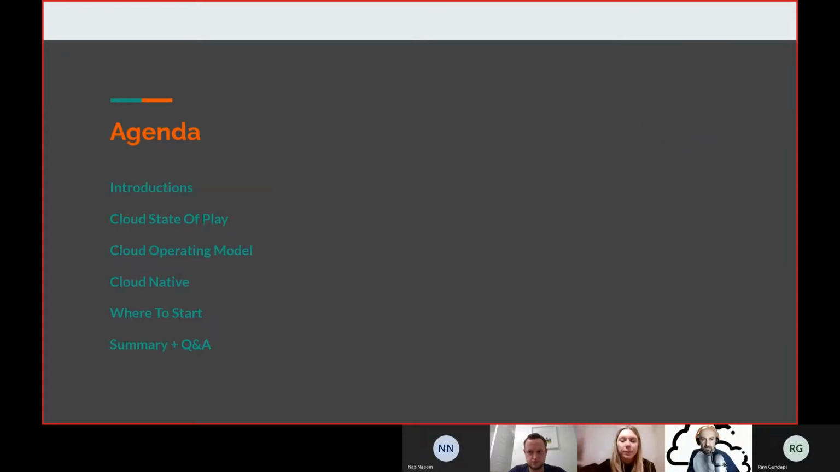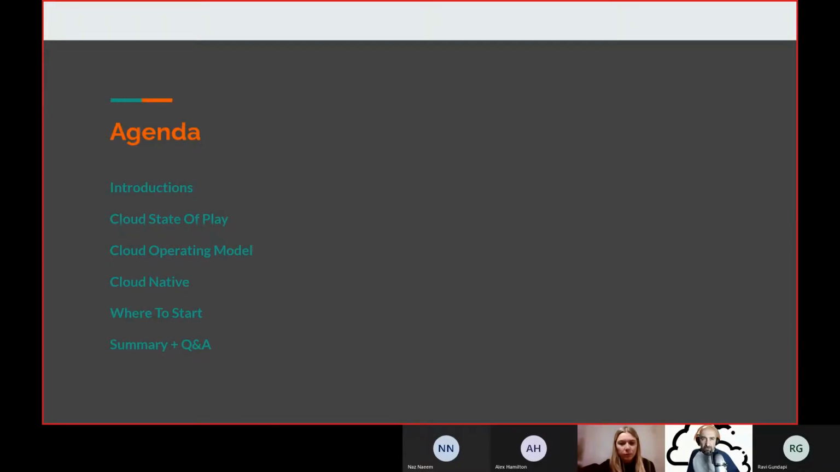Okay, in terms of the agenda, I thought we'll start with a quick update on the state of play in cloud, maybe review some statistics, and then look at the migration journey for organizations and some of the landing zones, so to speak, in cloud that enterprises can go through. And then we'll look at the cloud operating model, focusing on a couple of areas of that, and what it actually means, and how organizations should go about designing their cloud environment and implementing a cloud operating model.